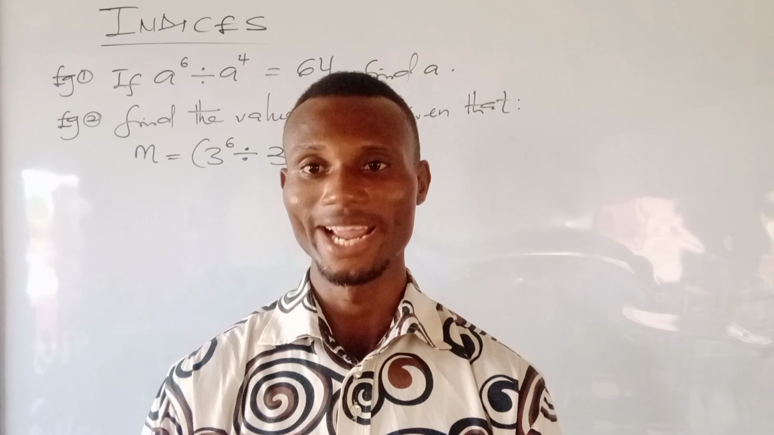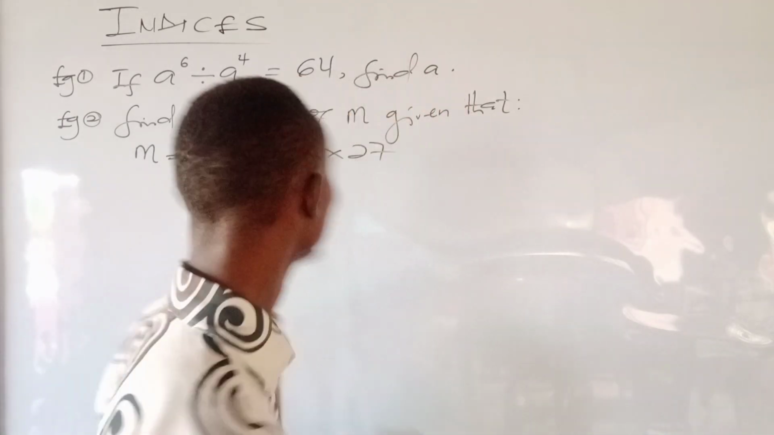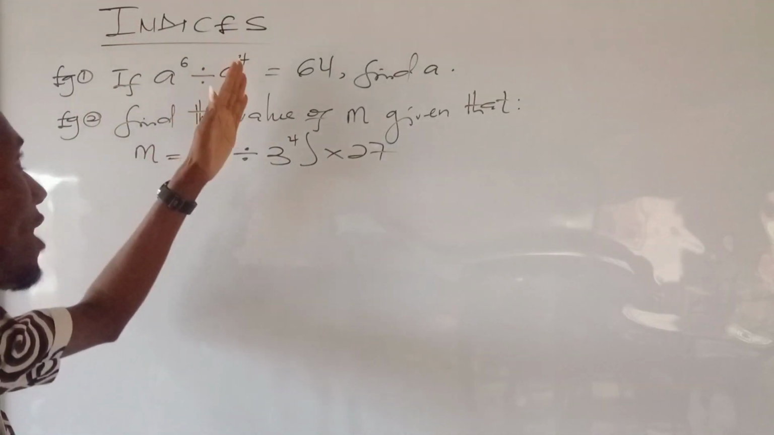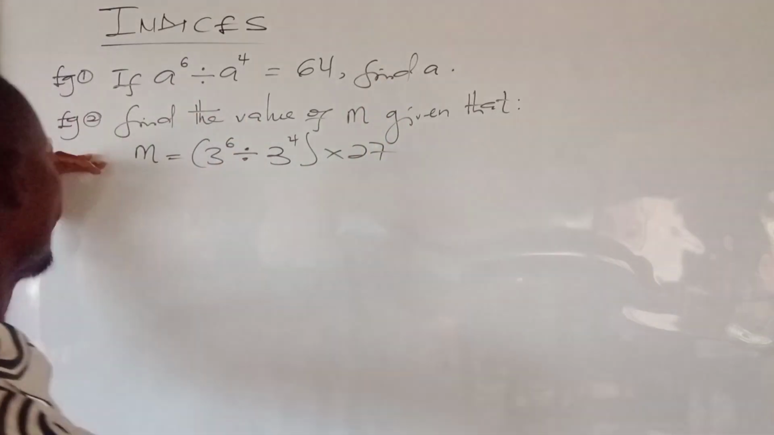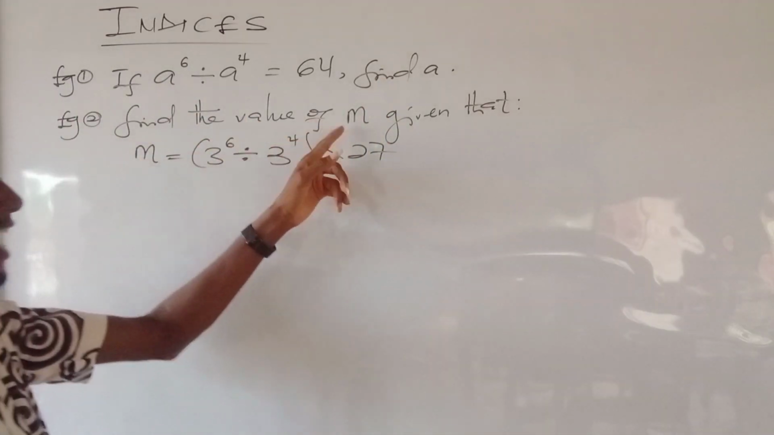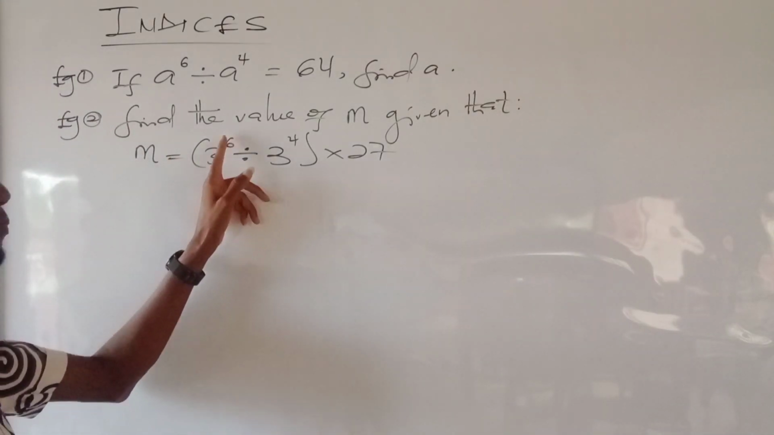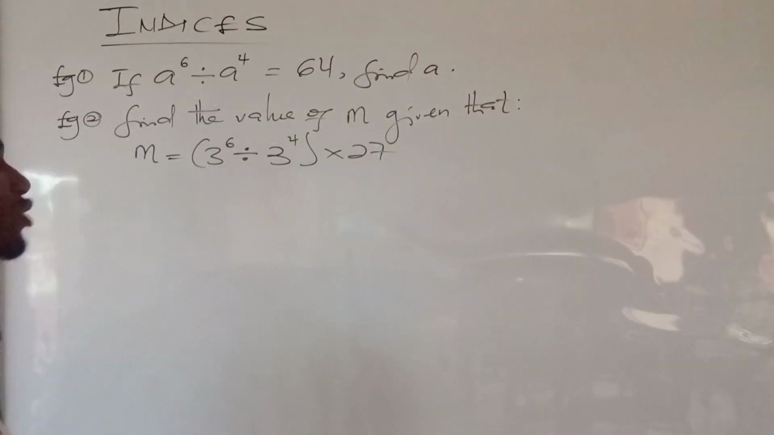So let's go ahead and handle the example that I have on the board. Example 1 says that if a to the power 6 divided by a to the power 4 equals 64, find a. Then example 2 says find the value of m given that m equals, in brackets, 3 to the power 6 divided by 3 to the power 4, bracket close, times 27.